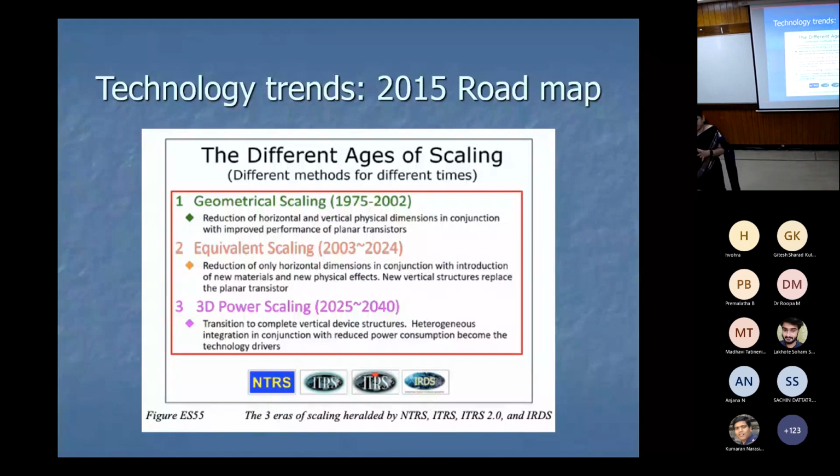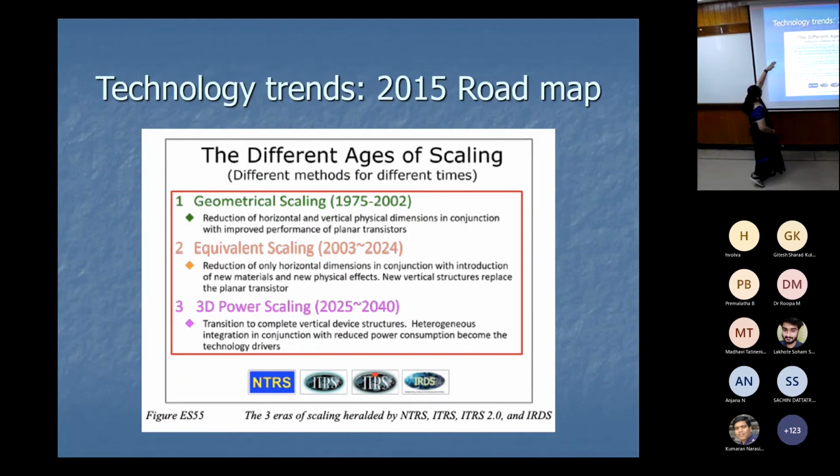So just to give you a bigger perspective of scaling, what we addressed. We had three types of scaling. The first type of scaling was geometrical scaling. Geometrical scaling is basically just looking at the device as a structure and trying to scale it down in equal proportion, all the parameters in equal proportion. That's how we addressed the first challenge.